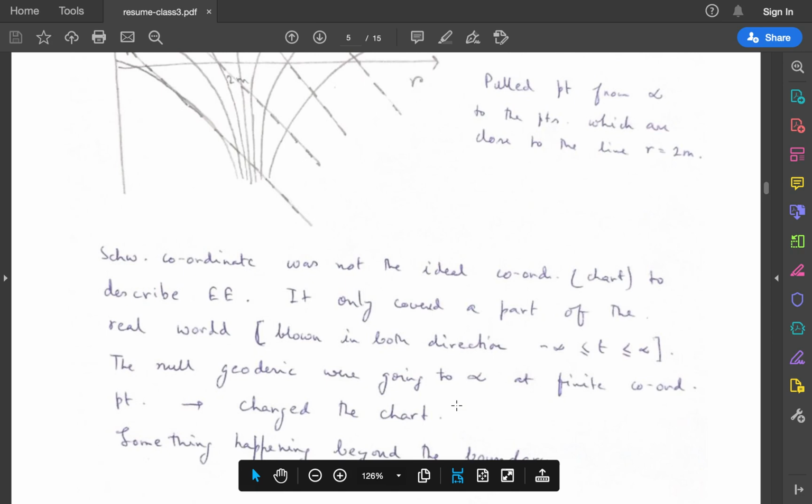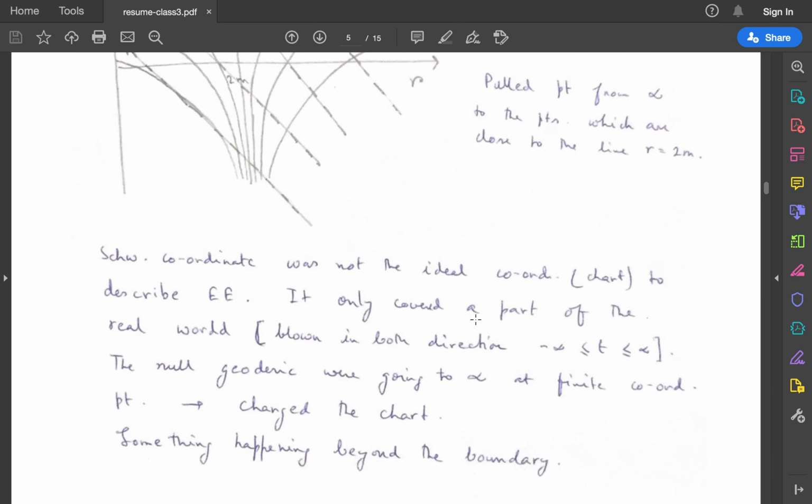This is not the ideal chart. It was a finite chart which covers a part of the Einstein manifold of the Einstein equation, and we have just inflated it. We have blown it upward and downward, and it seemed like we had covered the whole Einstein manifold. But it was not so. It was only covering a part of it.